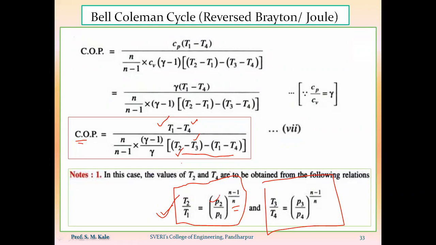in the problem they will provide the pressure values and any of the temperatures. So based on this, you can calculate the value of T2 as well as the value of T4. So here, to calculate the temperature, you can use these formulas for polytropic processes. Here for the expansion process, T3 by T4 is equal to P3 by P4 raised to n minus 1 upon n. This formula can be used.